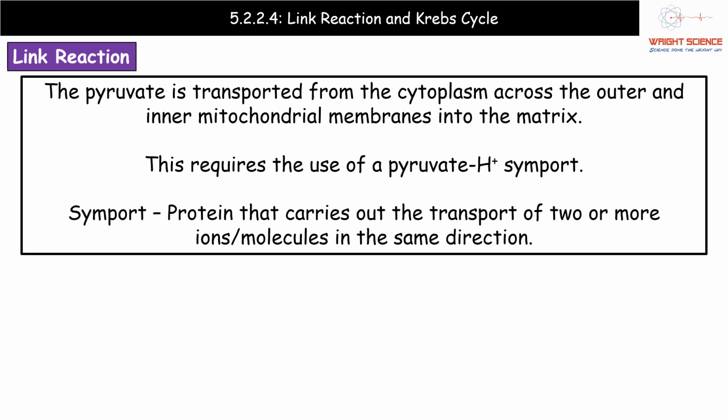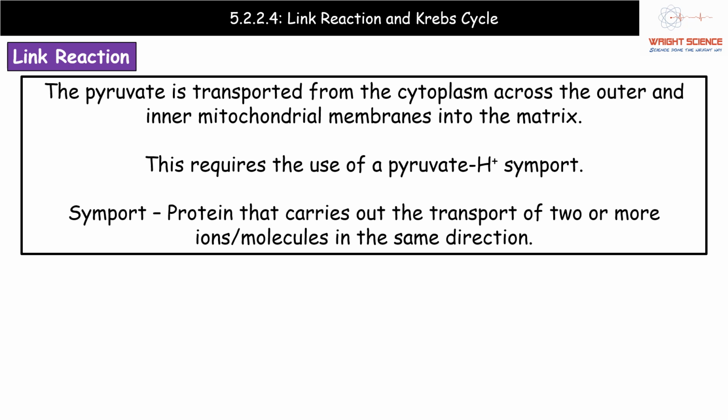What we're going to do then is start off with the link reaction. Now, if you remember, at the end of our video on glycolysis, we'd ended with two molecules of pyruvate. Now, pyruvate is a 3-carbon compound, and that was produced in the cytoplasm of our cells. So the first thing that's got to happen is that pyruvate has to be transported from the cytoplasm and across the outer and inner mitochondrial membranes into the matrix. So the first thing we need to do there is to move that pyruvate from the cell cytoplasm across the outer membrane, across the inner membrane, and into the matrix of our mitochondria.